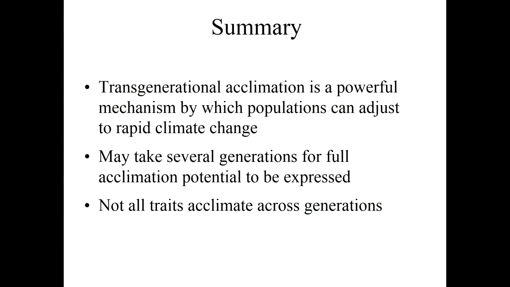So just to summarise this part of the talk, it's pretty clear to me, at least, that transgenerational acclimation is potentially a really powerful mechanism by which populations can adjust to rapid climate change. And it's something we really need to think about when we're doing climate change experiments. From work that we've been doing over the last little while, it's also clear that it may take several generations for full acclimation potential to be expressed. So the parental generation might actually need to grow up under those conditions. So they might need to instigate developmental acclimation that is then brought into the adults, which is then transmitted to the next generation. It won't always be just a short-term exposure in the adults, but not all traits acclimate across generations.